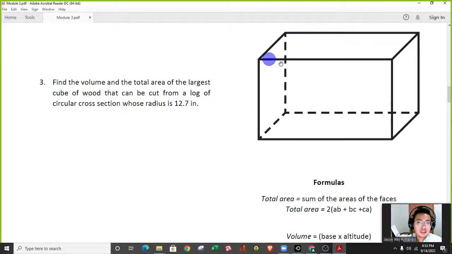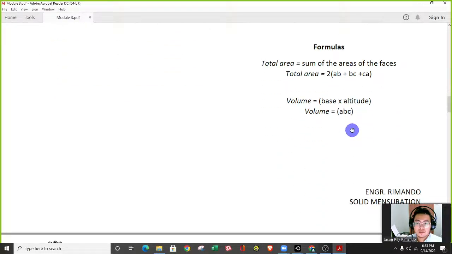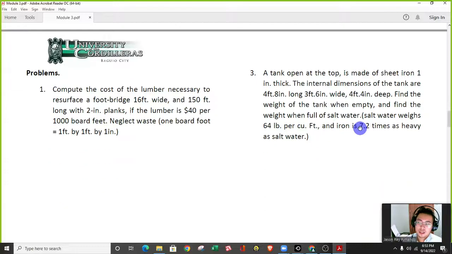Then, area sa taas and area sa baba. That is your total area. Total surface area. Okay? So, let's proceed.